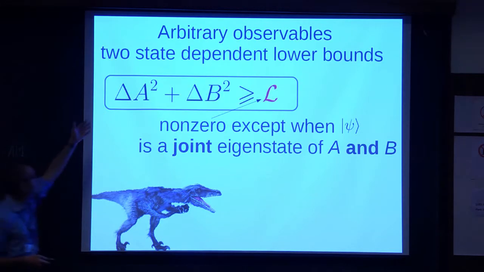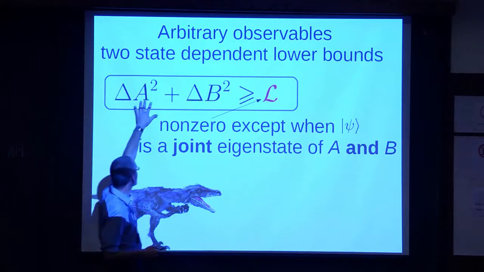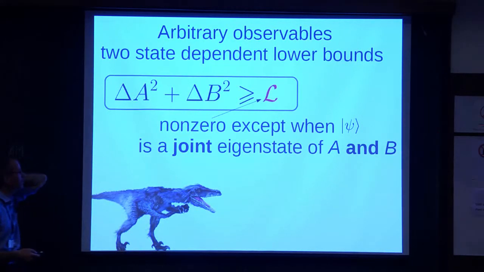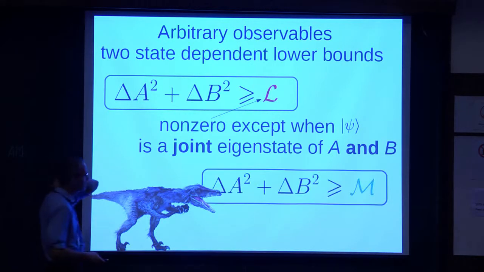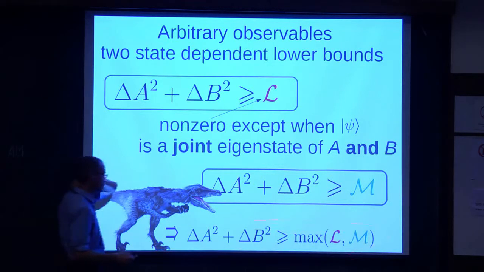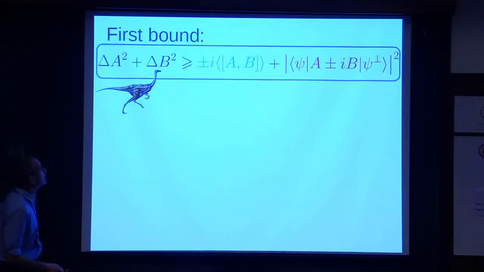Okay, so we have the sum of the variances, and we have a lower bound, which is non-zero, except, of course, the case in which psi, the state of the system on which you're calculating the variance, is the joint eigenstate of A and B. In that case, of course, it must be zero. And we have two different such bounds, one with L, one with M, and of course, this means that the sum of the variances is greater than the maximum of these two quantities. Okay? Let's start with the first, L, the first bound.